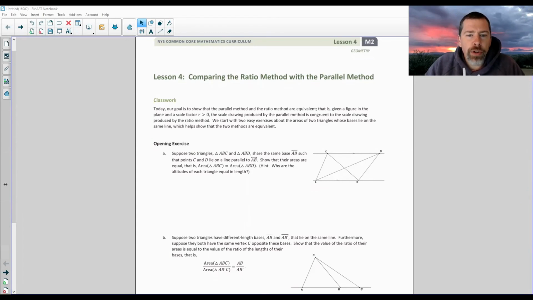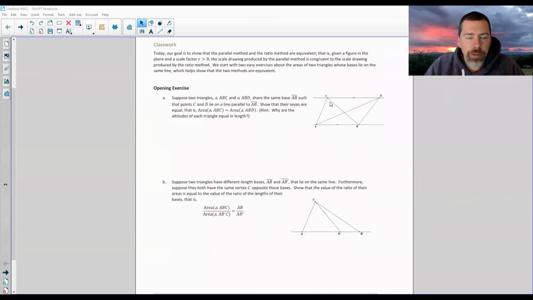Welcome to Lesson 4, comparing the ratio method with the parallel method, classwork. Today our goal is to show that the parallel method and the ratio method are equivalent. That is, given a figure in the plane and a scale factor where r is greater than 0, the scale drawing produced by the parallel method is congruent to the scale drawing produced by the ratio method. We start with two easy exercises about the areas of two triangles whose bases lie on the same line, which helps show that the two methods are equivalent.